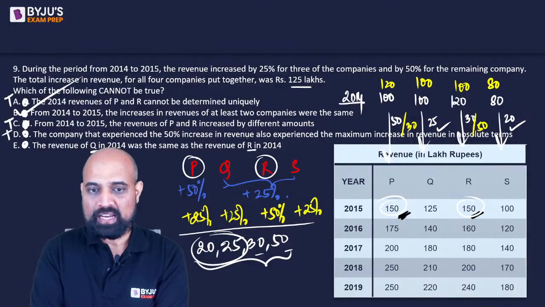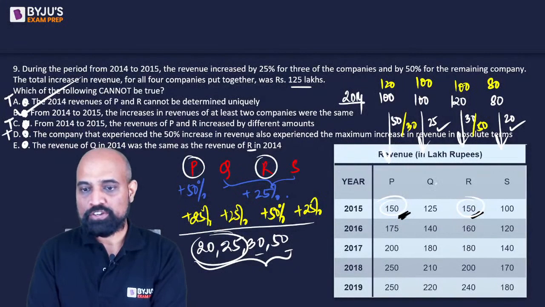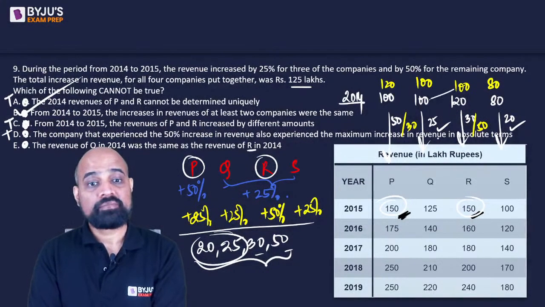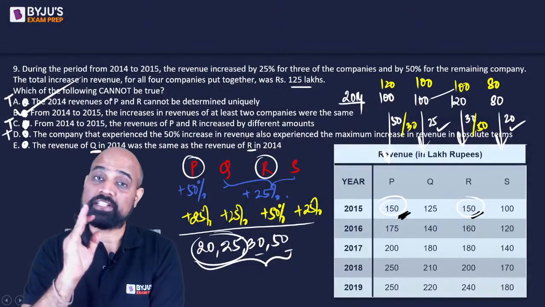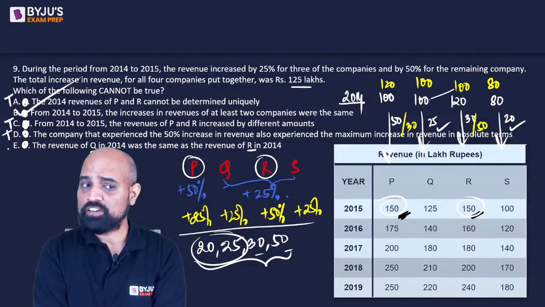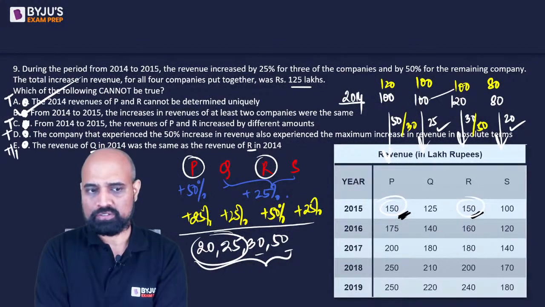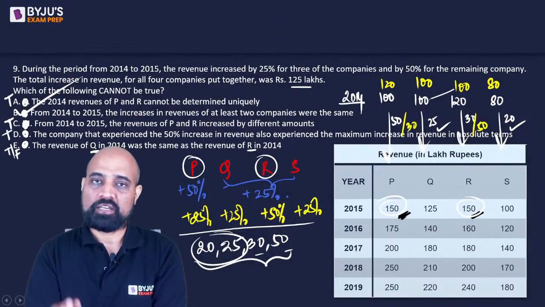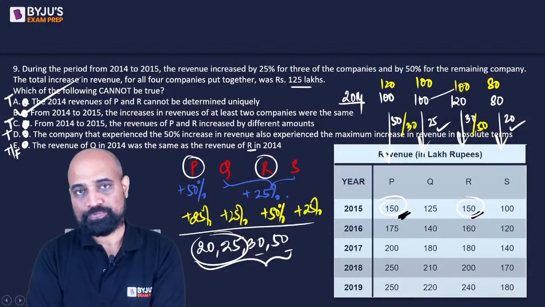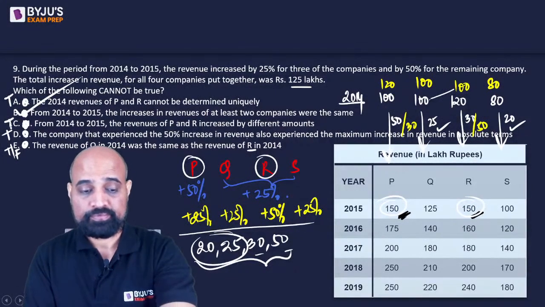Revenue of Q and R will be the same. Revenue of Q and R may be the same, may not be the same, right? So they are asking us definitely false. This is not definitely false. This is half true, half false. So only one option remains, B, which is not going to be true. This is definitely false, right?